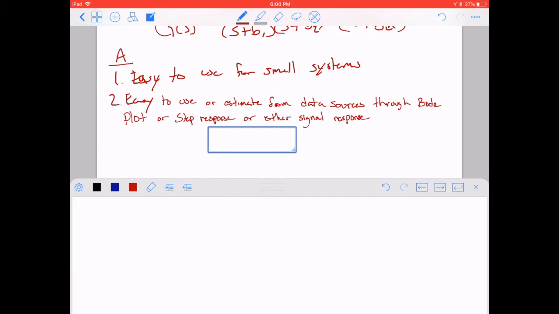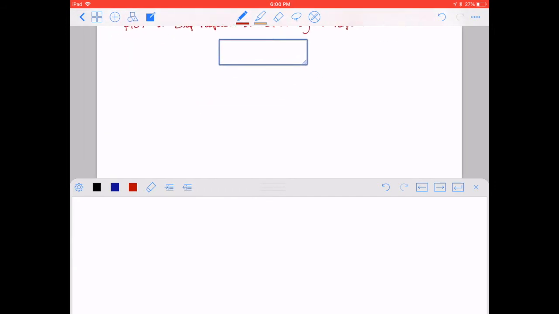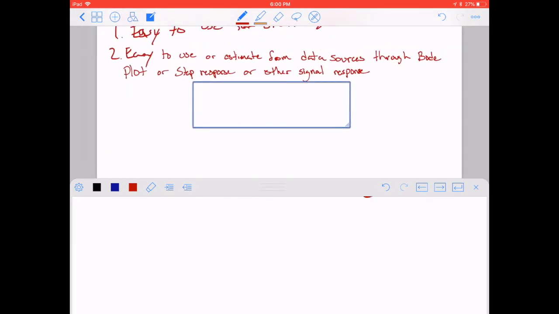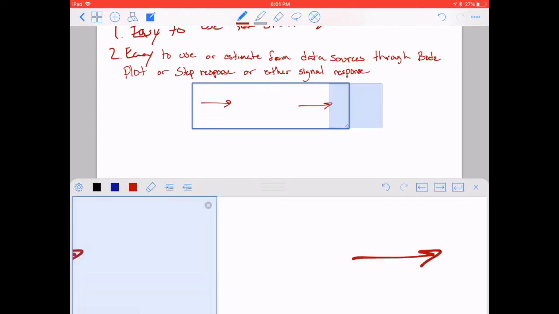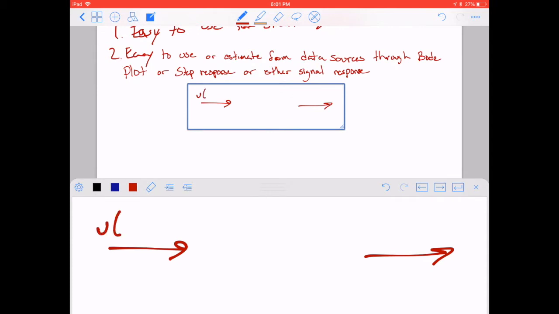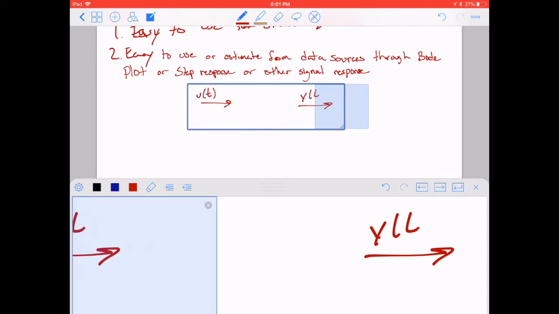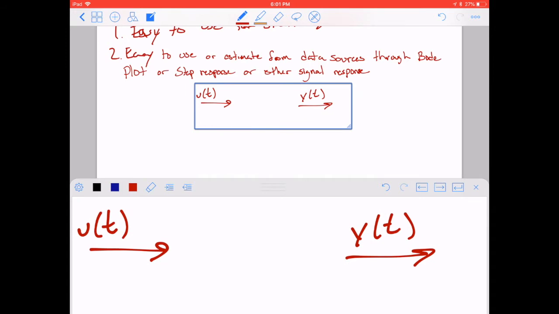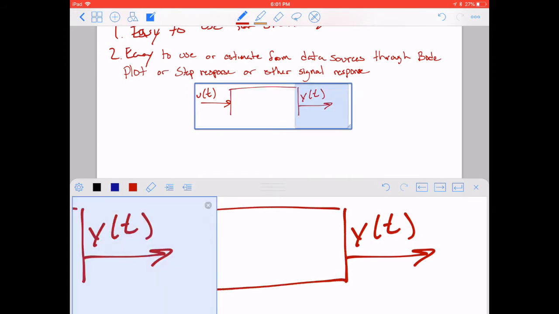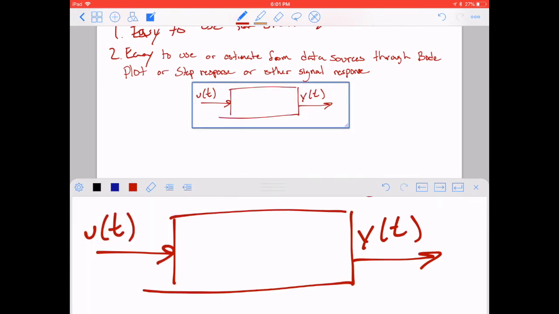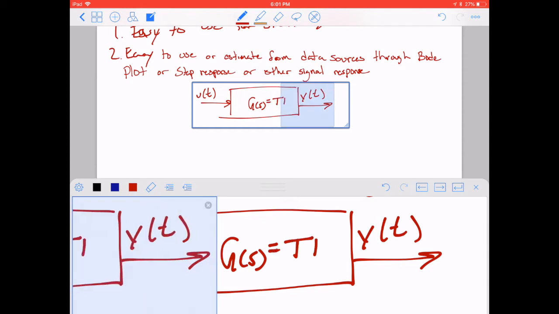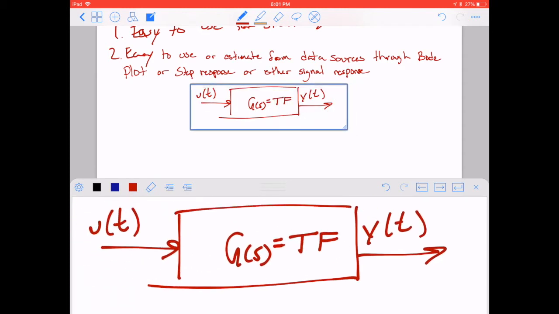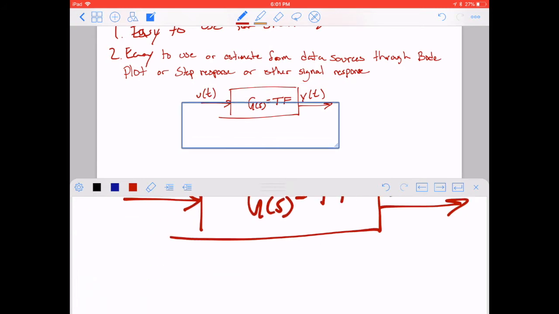So what am I saying here? I'm saying that given some input and some output, so we have U of t and Y of t, we can say that our black box satisfies some G of s, which is a transfer function. So now your goal is to estimate what this transfer function is.